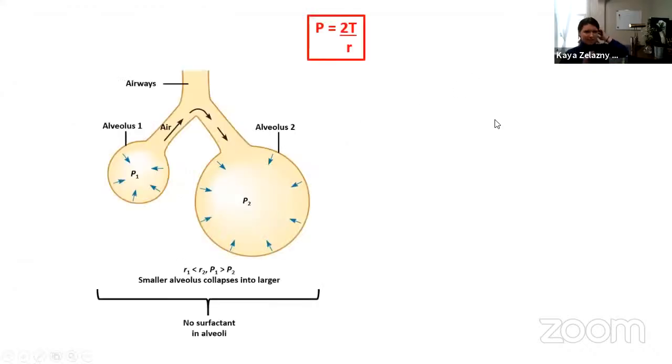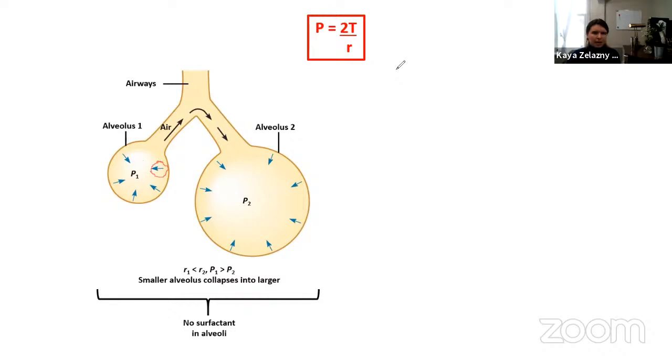Great. So this takes us to a more professional drawing of what's going on. Okay, so here we're looking at two alveoli. We can see that they've shown us the force from the surface tension inward towards the center of the alveolus for these two alveoli, which have two separate pressures, P1 and P2 here. Okay.